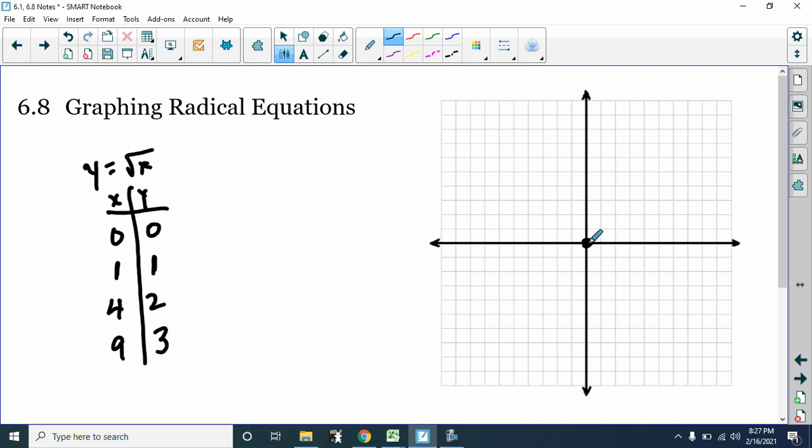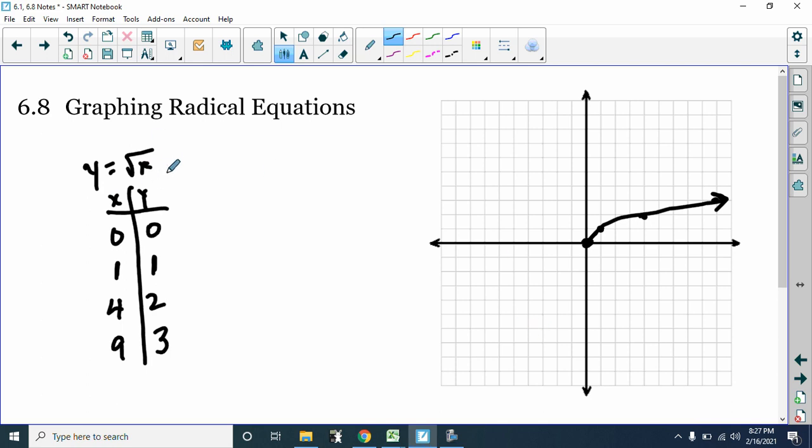So I've got a point right here, 0, 0, 1, 1, 4, 2, and 9, 3. Remember, I don't have any negative x values, so it doesn't come over here into the negative x's. I also don't have any negative y's, so it doesn't come down at all. It just stops right at that point. This is half of a sideways parabola.